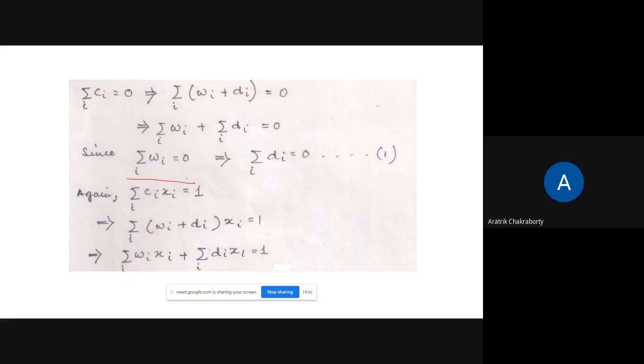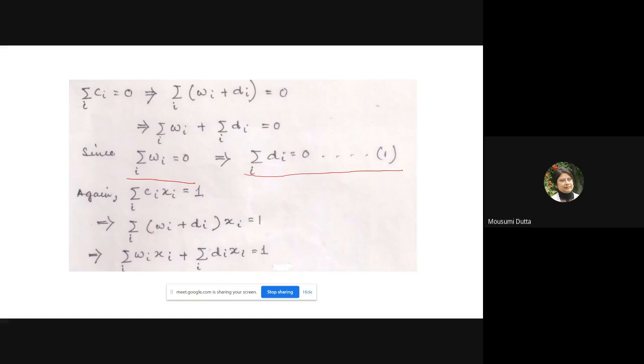Yes, ma'am. Okay. So if summation WI is equal to 0 and the equation is summation WI plus summation DI equal to 0, naturally it implies summation DI is equal to 0. So I'm not considering the constraints in terms of CIs, rather I am simplifying the matter and putting the constraints in terms of DI. So the first constraint we are getting, that is summation DI equal to 0, which we are calling equation number 1. So this is the first constraint.